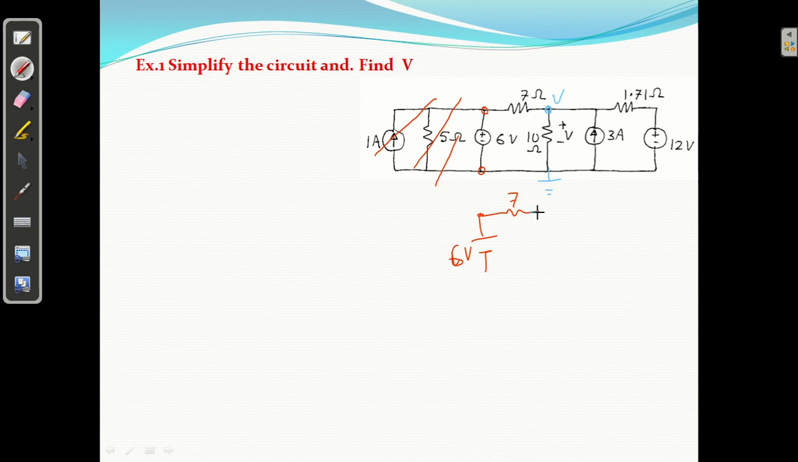So I am going to draw the figure: V, 6 volt, 7 ohm, 10 ohm. This is a 3 ampere source. Clear? This is 1.71 ohm and a 12 volt source. Now this is the diagram. I have removed it. Why? Because this 5 ohm and 1 ampere source connected in parallel with the voltage source is redundant. Anything parallel with the voltage source, you can remove it.